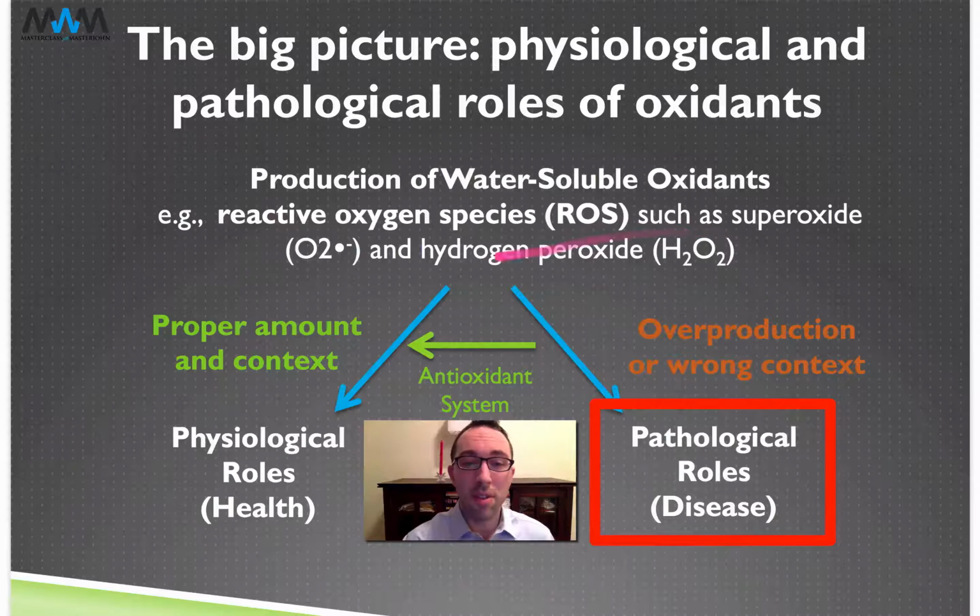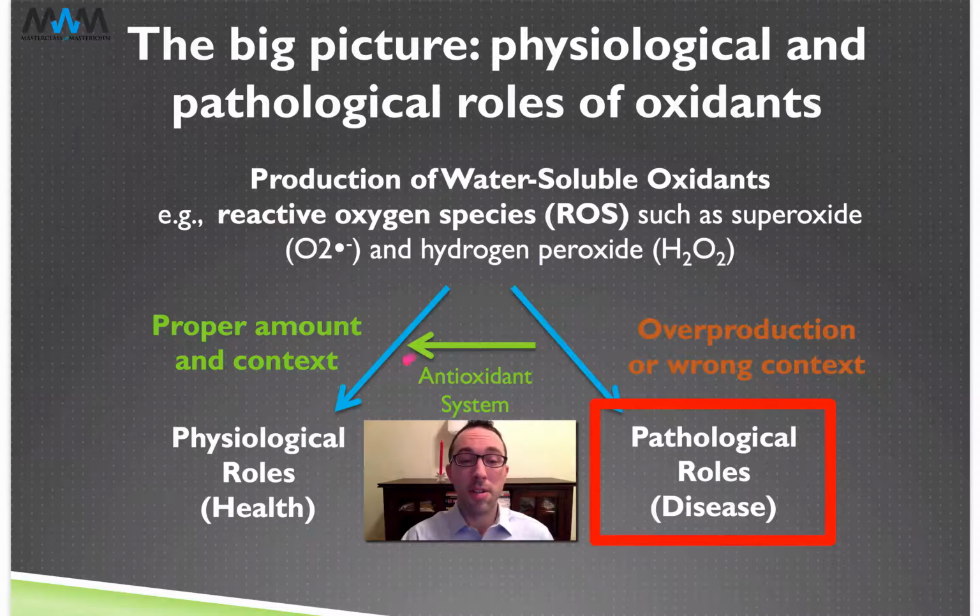And so when you have them produced in the right amount in the right context, they have, as shown on the left, helpful physiological roles. But when you produce them in the wrong amount and in the wrong context, they have, as shown on the right, disease-producing pathological roles. And the function of the antioxidant system is to shift them away from their pathological roles and towards their physiological roles.